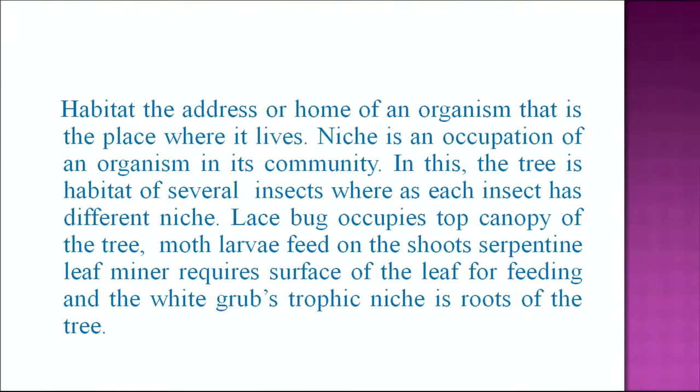In nature, many species occupy the same habitat, but they perform different functions. The functional characteristics of a species in its habitat is referred to as niche in that common habitat. Habitat of a species is like its address, that is where it lives, whereas niche can be thought of as its profession, that is activities and responses specific to the species. Habitat, the address or home of an organism, that is the place where it lives. Niche is an occupation of an organism in the community.